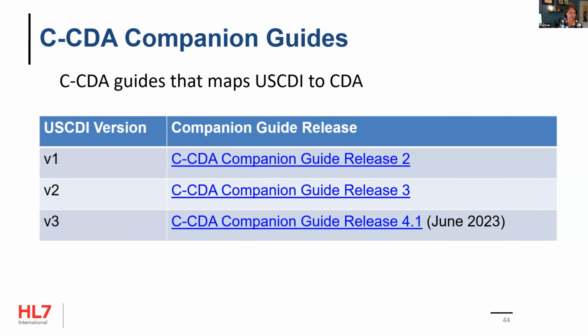We have V1, the USCDI version 1, is represented in companion guide release 2. V2 is in release 3, and V3 is in C-CDA companion guide release 4.1, which is the corollary to 6.0.1 or 6.1 in US Core. And that also was published in June of 2023. And in fact, just to clarify, this guide also contains the data and the design for V1 and V2.